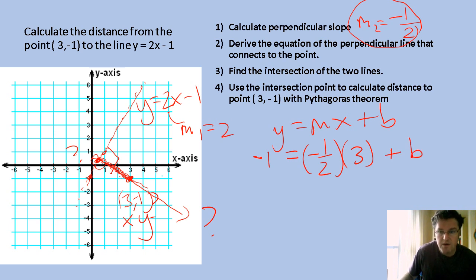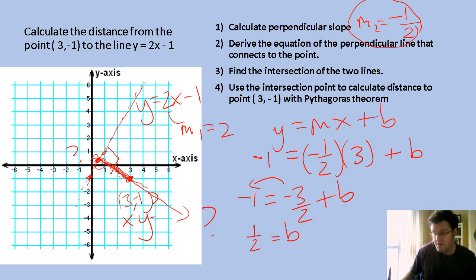Okay, let's see if we can now find what b is and come up with a complete equation of this line. So minus 1 equals minus 3 halves plus b. Add this over here, so that's like 1.5. So minus 1 plus 1.5 puts us at a half. So a half is b. So going back to this form, our equation will be y equals minus a half x plus a half.